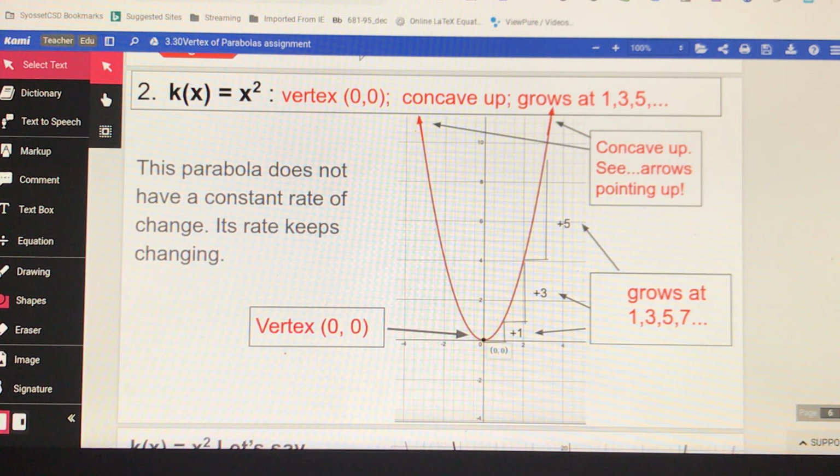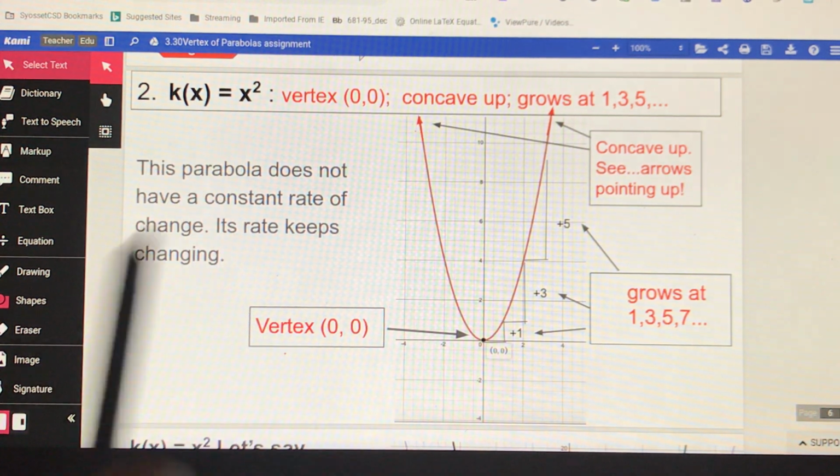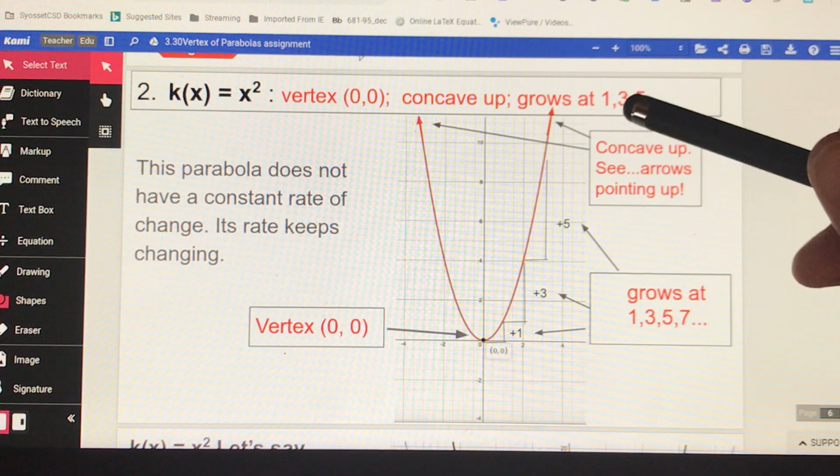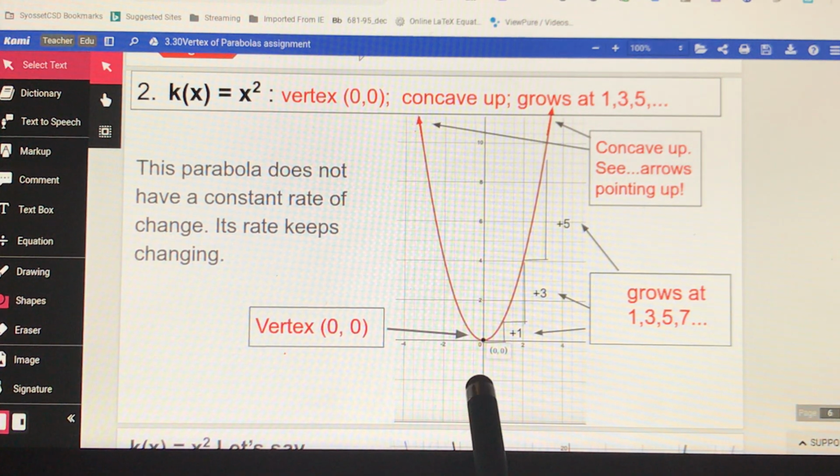Please join me on slide 6 of the slideshow that I sent to you on Google Classroom. On slide 6, you notice that we have the parent function of the parabola. So we write as quadratic equation k of x equals x squared. Notice the lead coefficient is positive, so it's concave up. The vertex is at 0, 0, and it grows not at a constant rate, but in a pattern.